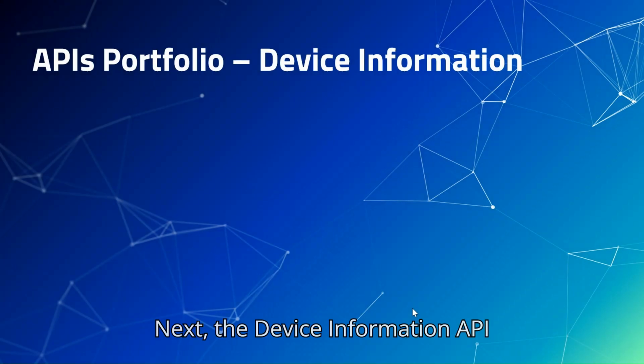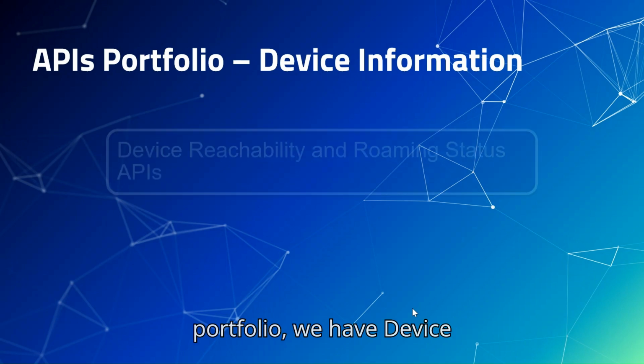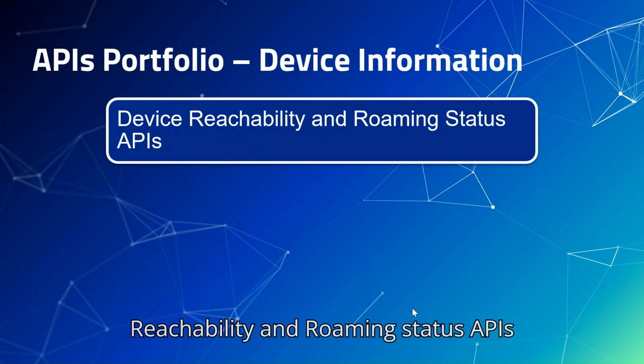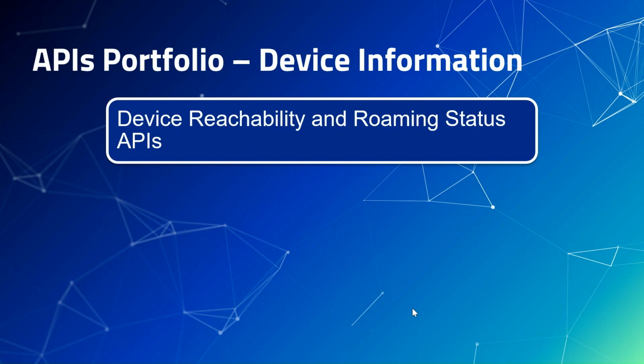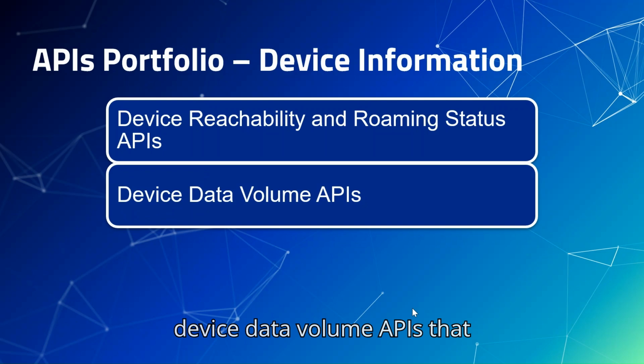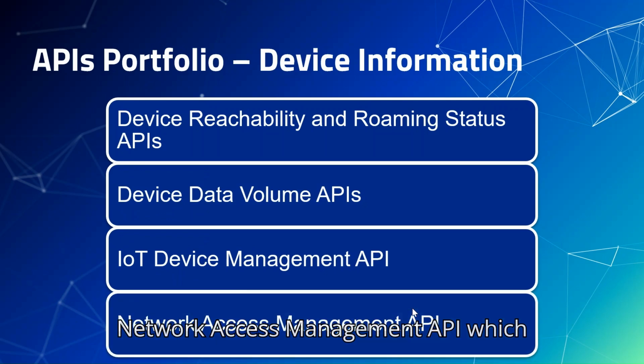Next, the device information API portfolio. These APIs offer secure access to device specific data for authentication, fraud prevention, and customer support. In this portfolio, we have Device Reachability and Roaming Status APIs that provide real time updates on network connections and roaming. Device Data Volume APIs track and notify data usage thresholds. IoT Device Management API helps businesses manage IoT devices efficiently. Network Access Management API manages fixed devices at customer premises.